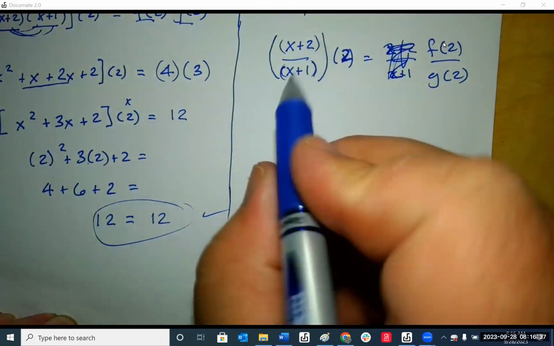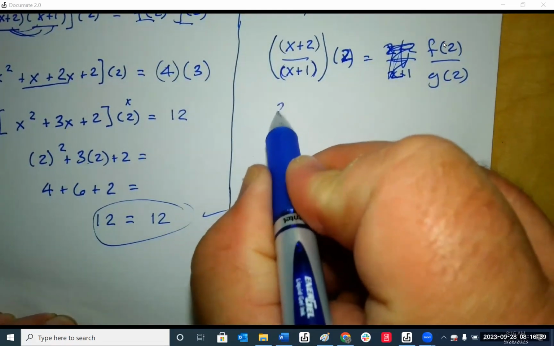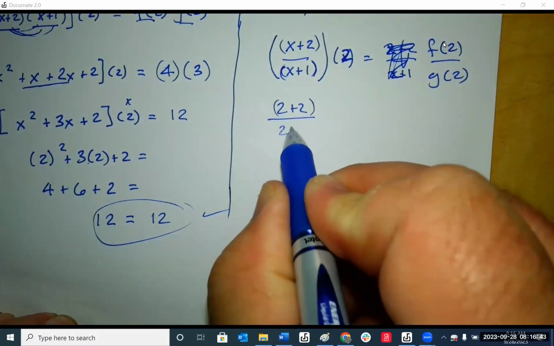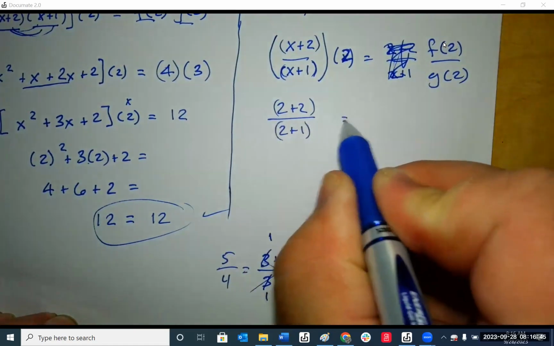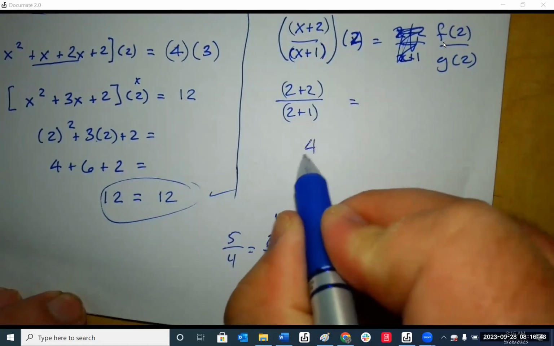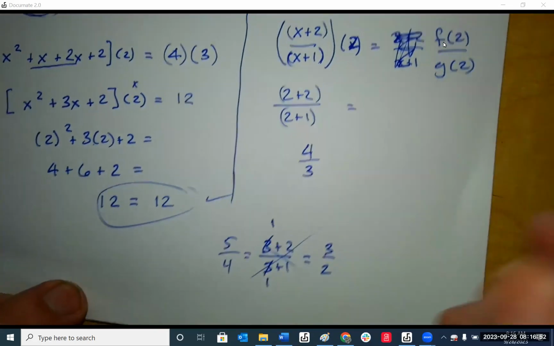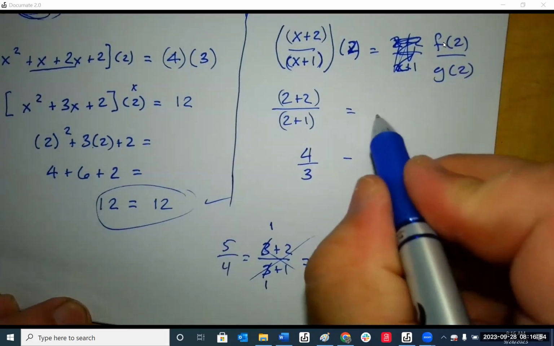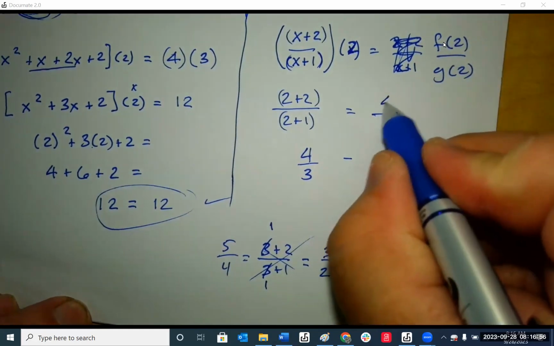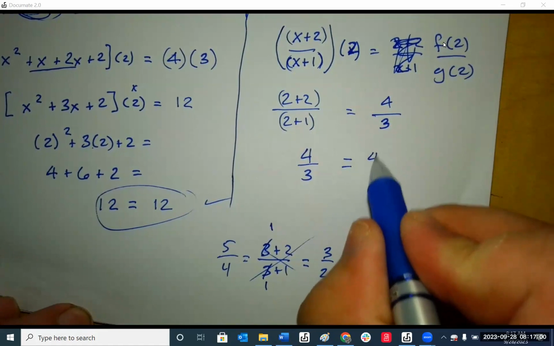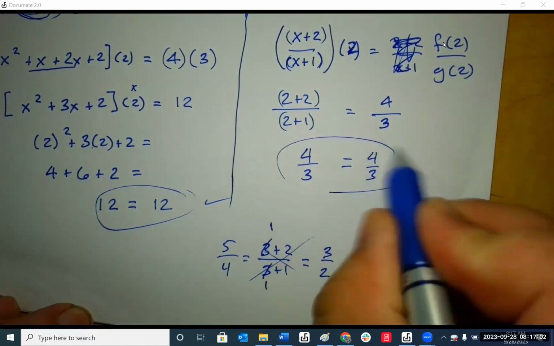So now we plug in the 2. So we have 2 plus 2 over 2 plus 1. Four over 3. Well, up above we had f of 2 is 4, g of 2 is 3, so 4/3 equals 4/3, and that's the same thing.